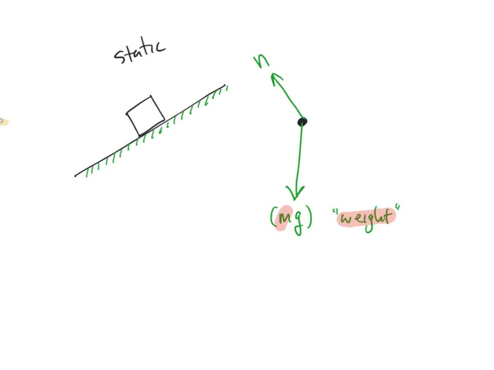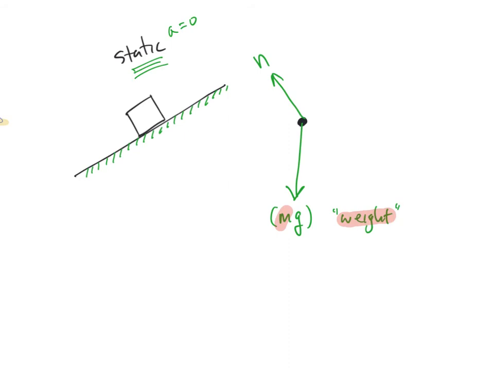So I'll write N here for normal force. That's the way I abbreviate the normal force. Normal, again, just means perpendicular. This force is perpendicular to whatever the surface is. So you might stop there, but of course, if these were the only two forces, we wouldn't have a static situation. Static means that the acceleration is zero.